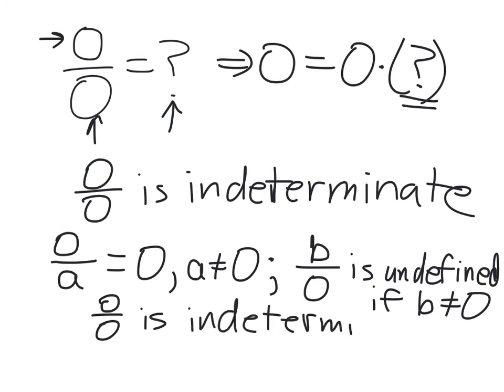And as we get into working with limits, we're going to find more indeterminate forms, but 0 over 0 is probably one of the main ones. Okay? Questions there?